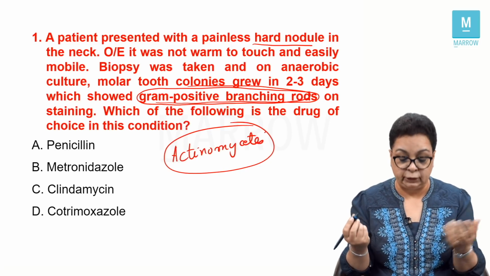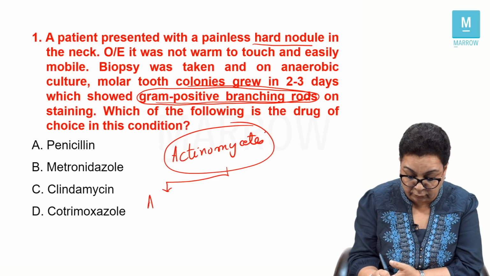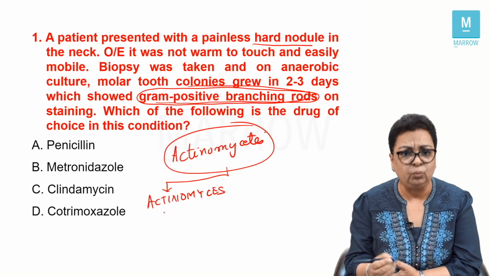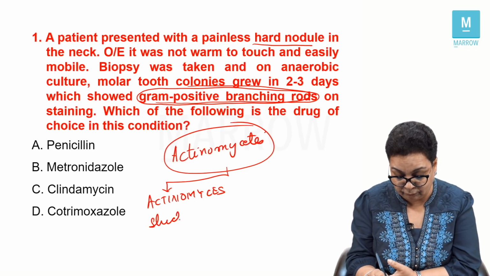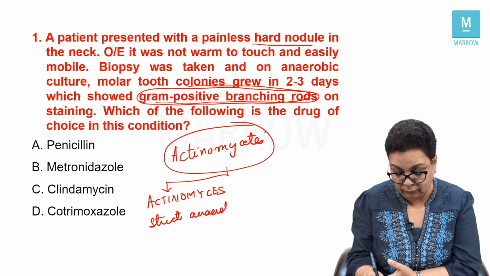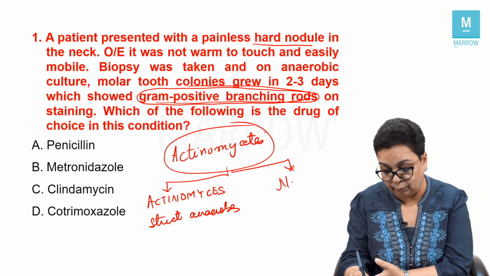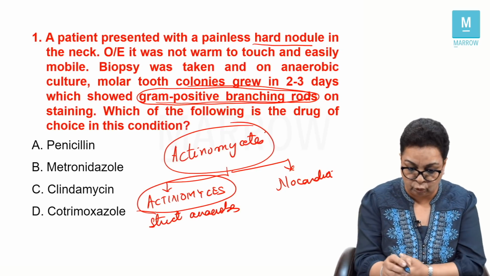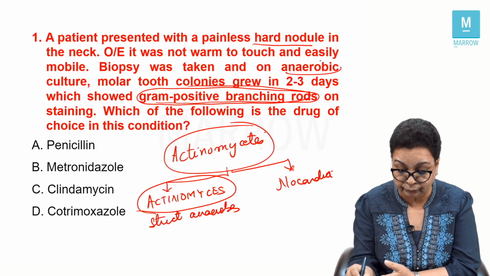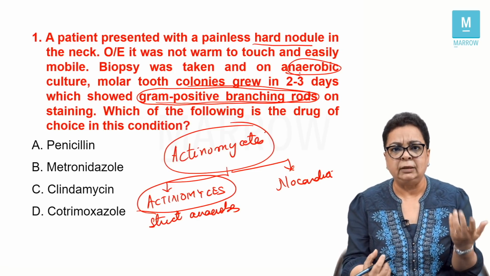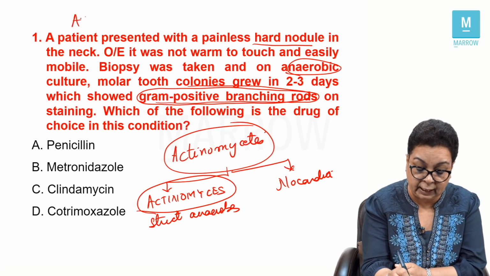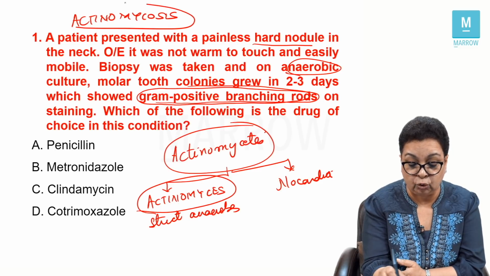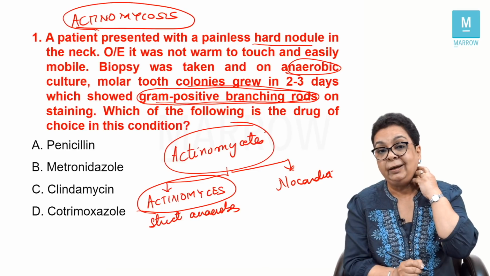Now, when we think about actinomycetes, we're going to think about either actinomycosis, which is caused by actinomyces. And what have we learned about them? That these are strict anaerobes. And the other important group is nocardia. Looking at this strict anaerobe, that is what is mentioned, anaerobic culture, and gram-positive filamentous rods, that means the diagnosis is definitely actinomycosis. So this is cervicofacial actinomycosis presenting as a hard nodule in the neck.